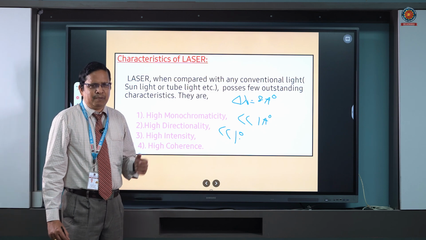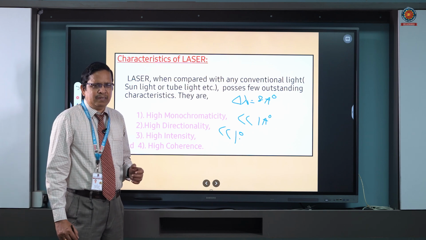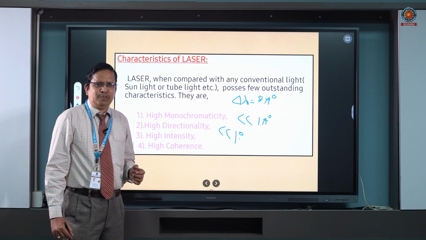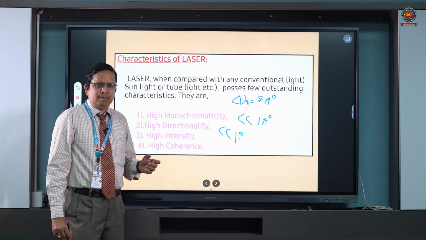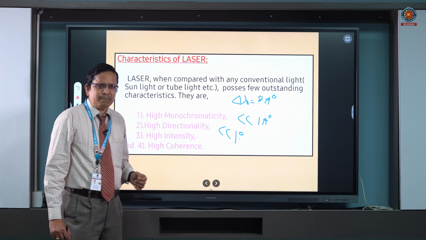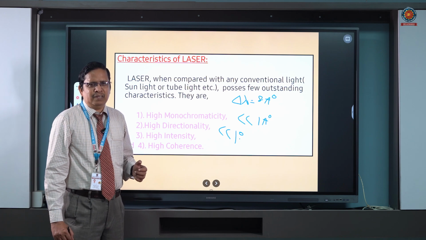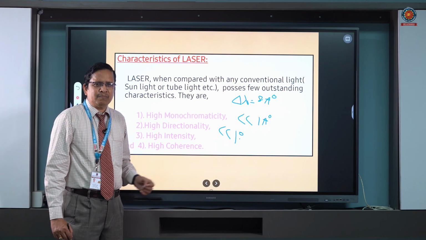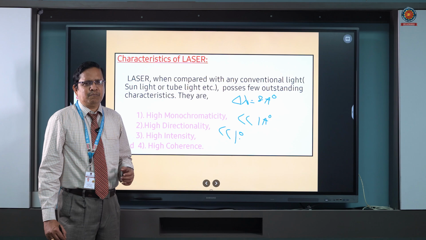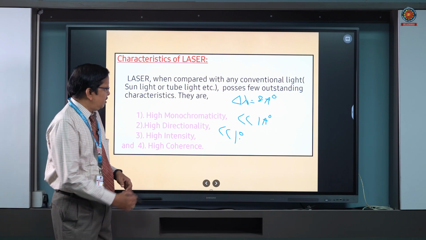Because of these special properties, the laser is used in almost every field. We find applications of laser in the communication field, in the medical field, in the computers field, in industry, in the scientific field, and also in the military. So because of these special characteristics, the laser has that many applications. So this is the background of laser.